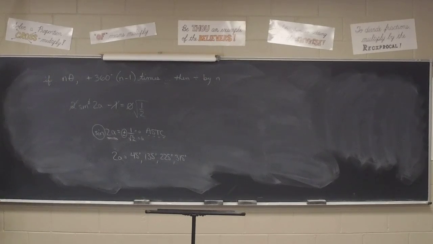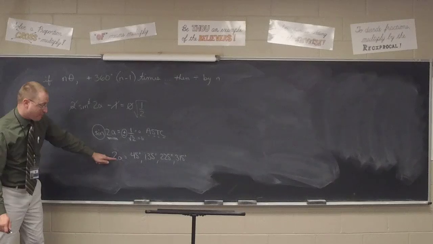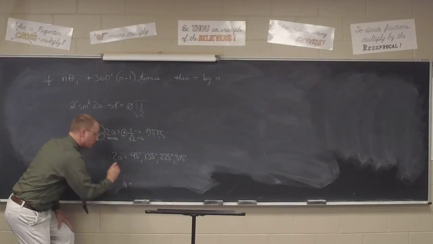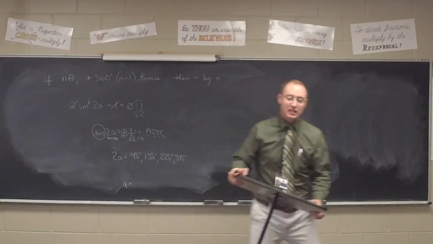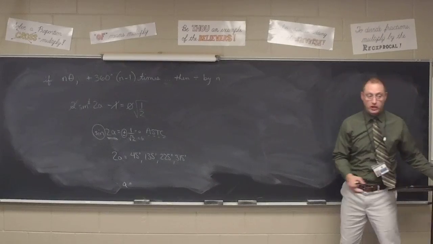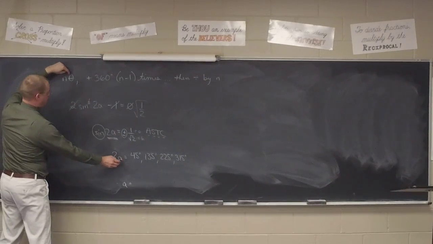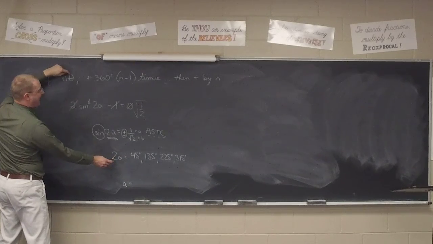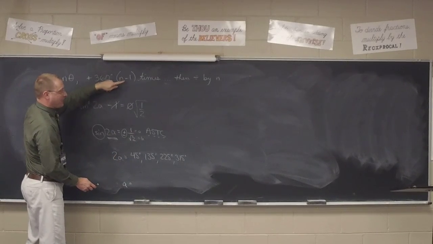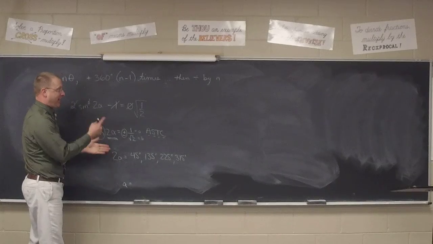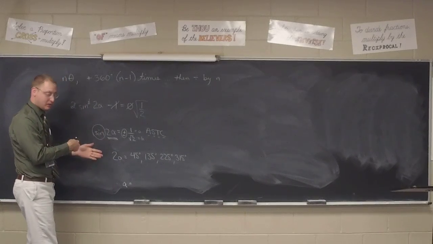But if you cut these all in half, when you divide by 2 to get plain old alpha, when you do that, you're only going to have the first 2 quadrant answers. So because there's an n in front of your theta, you're going to have to add 360 n minus 1 times. So n is 2. We're going to have to add 360 1 time. Does that make sense? To all of these.